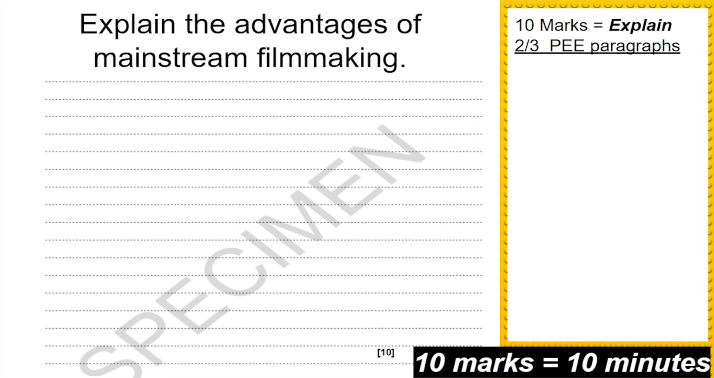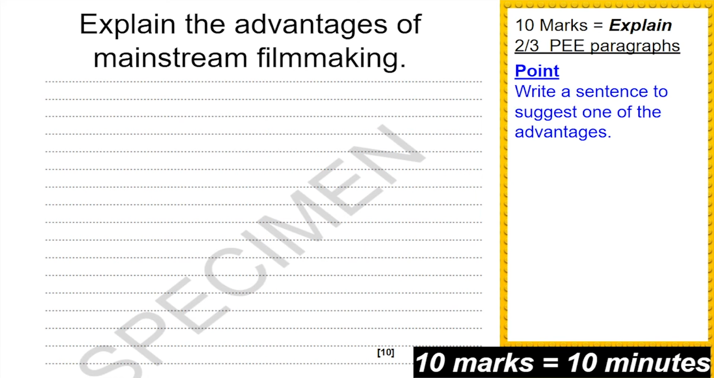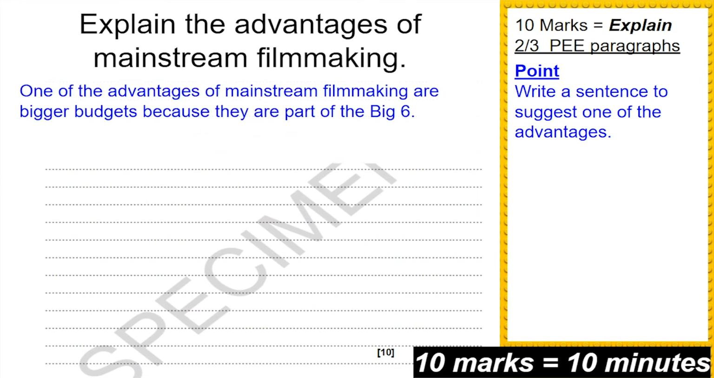Right, let's have a look at how that answer was structured, focusing on paragraph 1. As part of the point, the first thing they needed to do was write a sentence to suggest one of the advantages. So in this case, they have said, one of the advantages of mainstream filmmaking are bigger budgets because they are part of the Big Six.